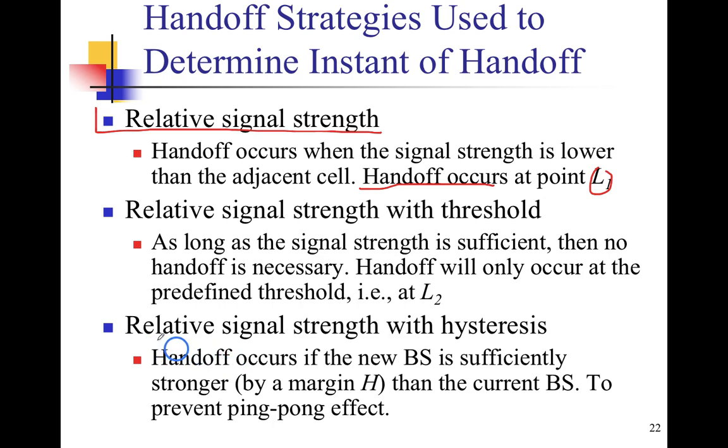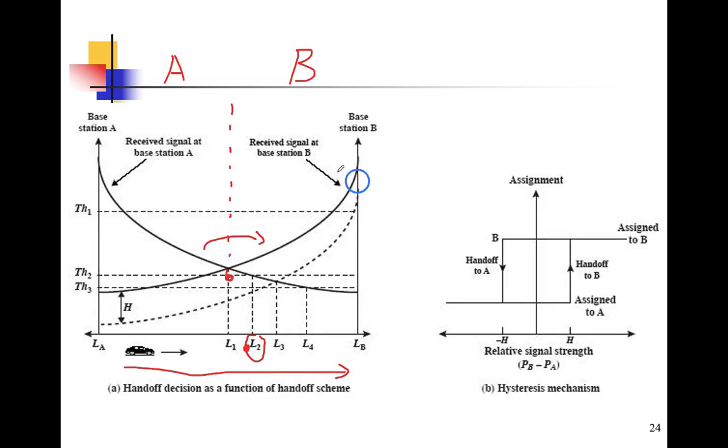And this is another one, relative signal strength with hysteresis. Handoff occurs if the new base station is sufficiently stronger, by a margin h, which is called hysteresis, than the current base station. This is to prevent the ping pong effect. Ping pong meaning that when you play ping pong, the ball is you take this one, I take this one, you take this one. So it's still like ding dong. Hysteresis is one of the approaches so that there's no ping pong effect. So this is hysteresis.